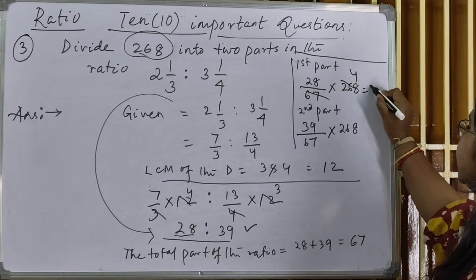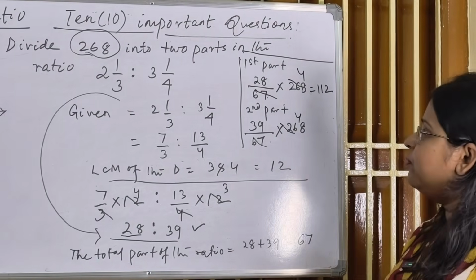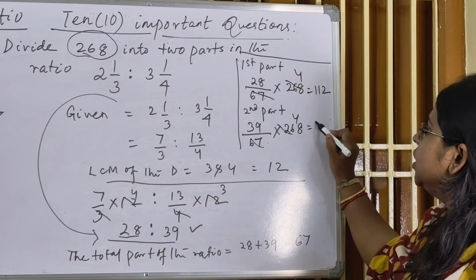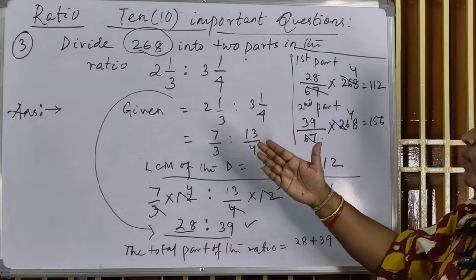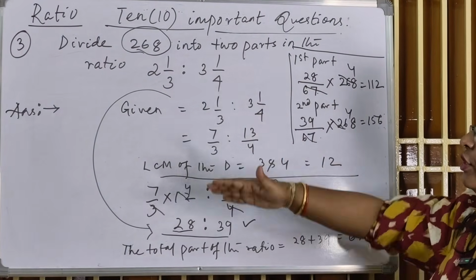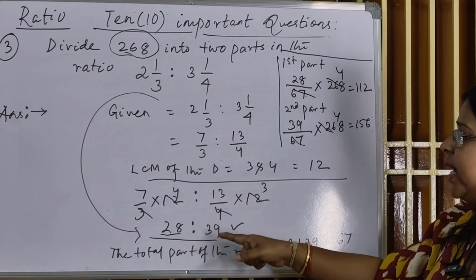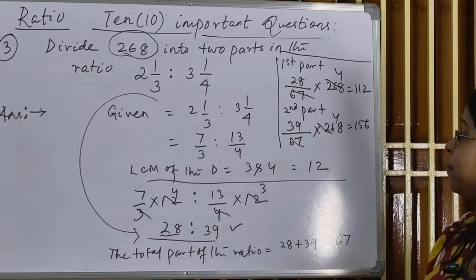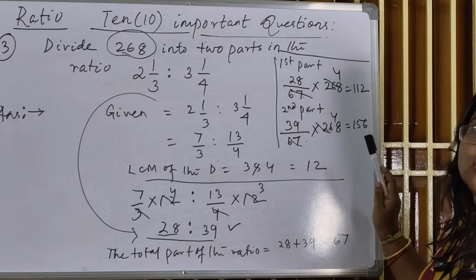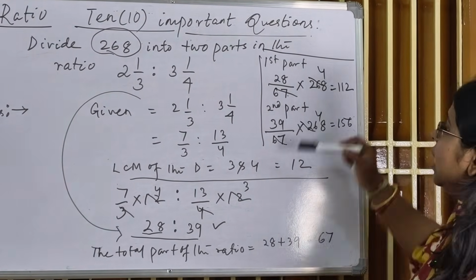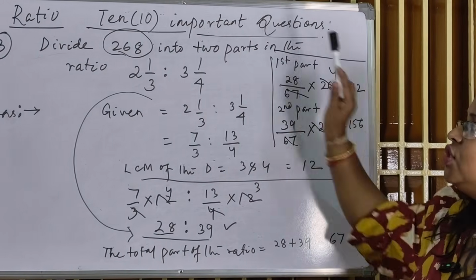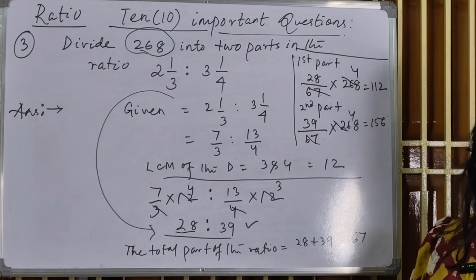7 4s are 28, that is 112. Here also 67 4s are 268. So 39 4s are 156. Now when we divide this 268 into two parts in the ratio 28 is to 39, the answer would be one is 112, another is 156. If you want to cross check it, you can add these two numbers, the answer will be the same as 268.